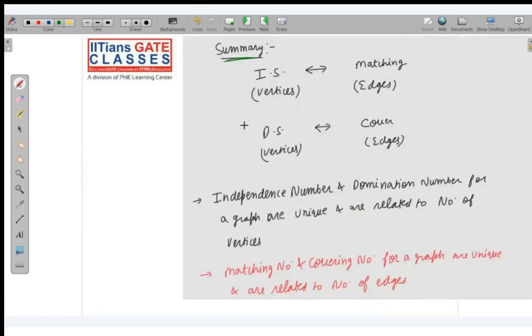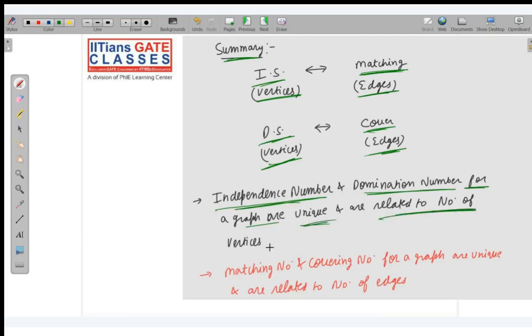In summary, I will say independent set is just like your matching. Matching was with edges, independent set was with vertices, dominating set was with vertices, but cover is with edges. So it is one and the same thing, one with vertices, one with edges. So independence number and domination number for a graph are unique and are related to number of vertices.